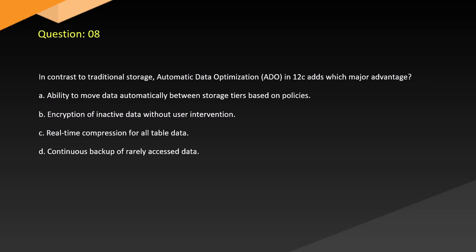Question 8. In contrast to traditional storage, automatic data optimization in 12c adds which major advantage? A. Ability to move data automatically between storage tiers based on policies. B. Encryption of inactive data without user intervention. C. Real-time compression for all table data. D. Continuous backup of rarely accessed data.